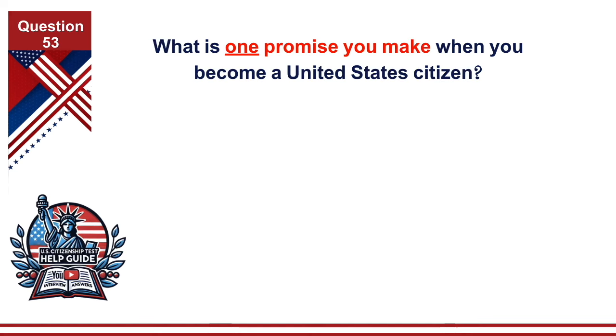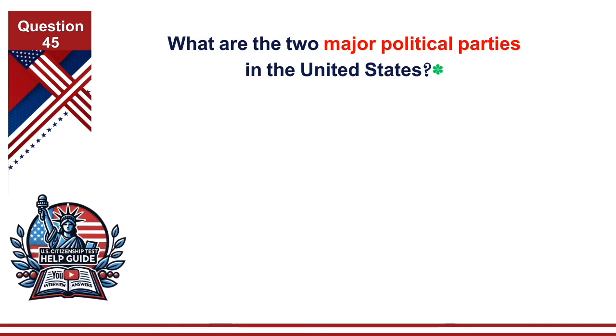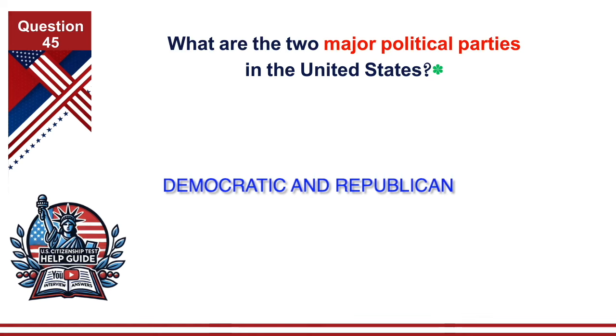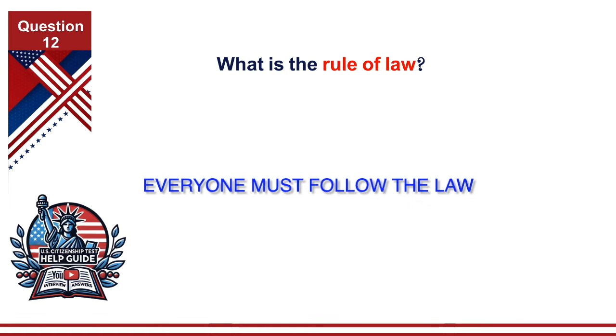What is one promise you make when you become a United States citizen? Obey the laws of the United States. What are the two major political parties in the United States? Democratic and Republican. What is the rule of law? Everyone must follow the law.